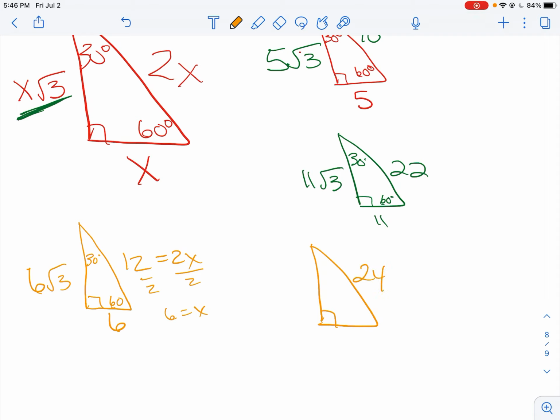I'm given that this is 24. Okay, this is equal to 2x. That's the side that's 2x. If I divide both sides by 2, I'm going to get 12 is equal to x. So this side right here is 12. In order to find the side across from the 60 degrees, I take the 12 and I multiply it by the square root of 3.